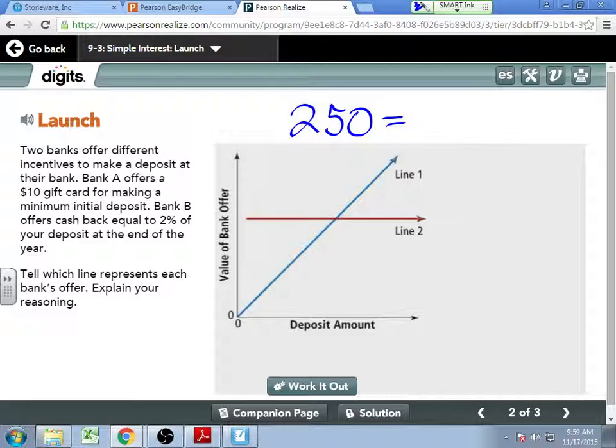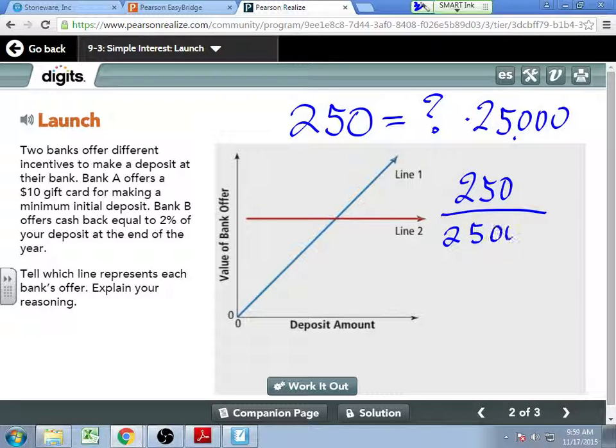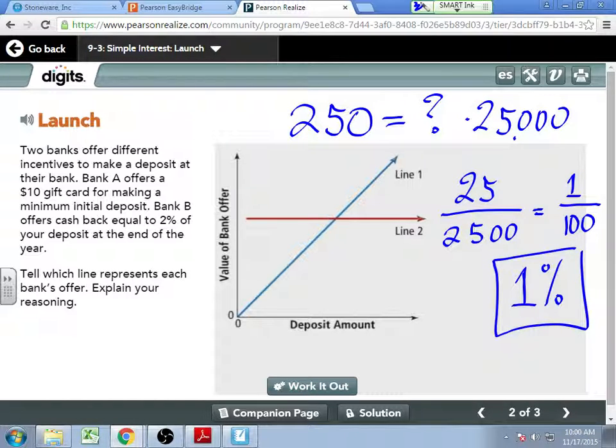$250 is the reward they want to give me, right? What percent is that if I deposit $25,000? Well, we could just take part divided by whole. 250 divided by 25,000. I can delete repeated zeros, so then I get 25 over 2,500. If I divide the top and the bottom by 25, I get 1 over 100. It's 1%. They wanted to give me a 1% cashback reward.